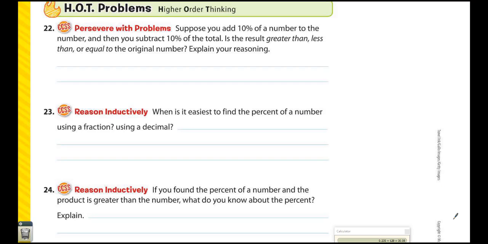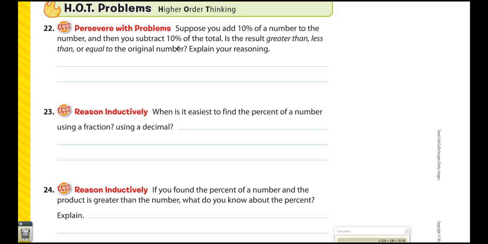I'll see you there. All right, so problem 22. We are asked this question. Suppose that you add 10% of a number to a number and then you subtract 10% of the new total. Is the result going to be greater than, less than, or equal to the original? Explain your reasoning.